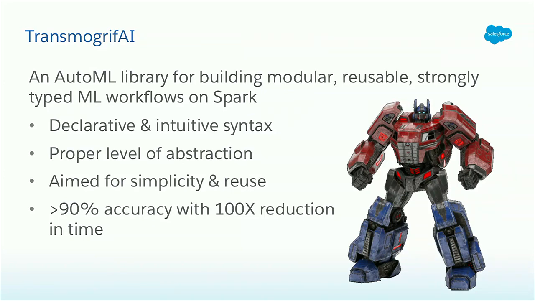TransmogrifAI started as a library of a bunch of transformers. That's why we have this image here. And it eventually grew into a library for machine learning engineers to build applications on top of Spark. And we aim to achieve human-level accuracy with a 100x reduction in time. This is really powerful because we optimized for the one thing that we cannot replace, which is our time. So as many things as we can automate, we do.